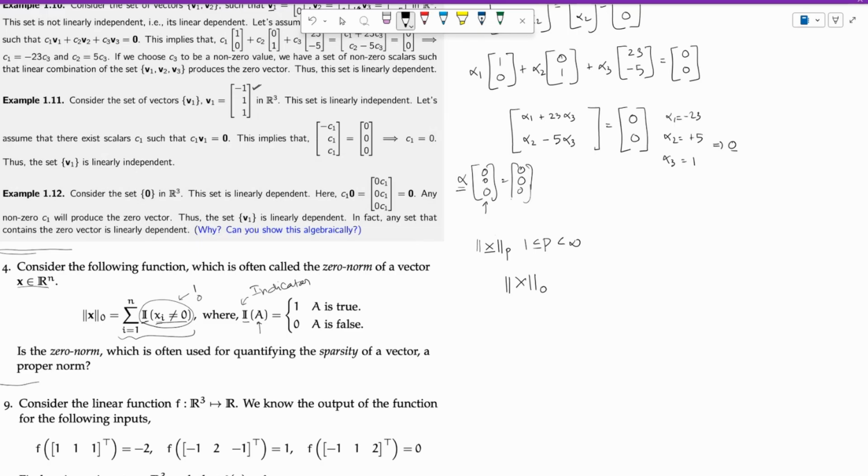Now the question is, is this zero norm a valid norm? Essentially, you have to go back and verify a few properties that a valid norm for a vector space must satisfy. Does this satisfy all those properties? If it does, then it's a valid norm. If it does not, then it's not a valid norm. And if it does, you have to tell me why it satisfies all of them. If it does not, you tell me which of the properties it does not satisfy.